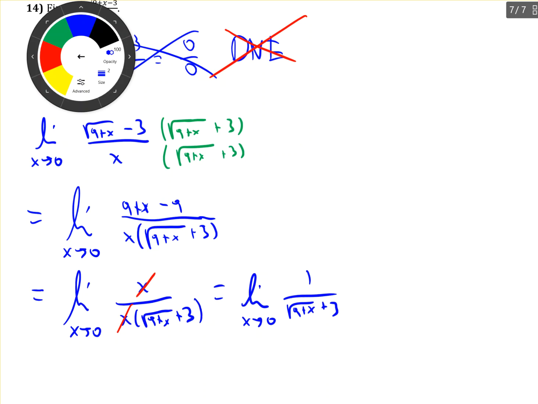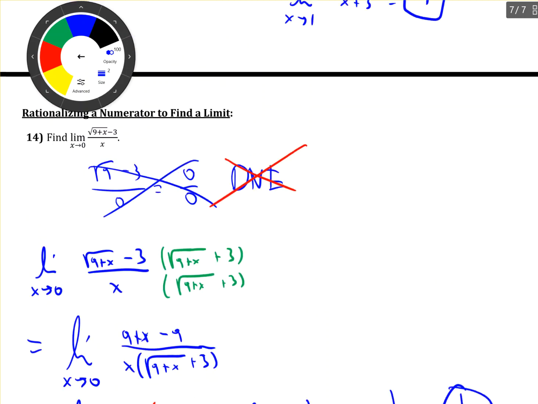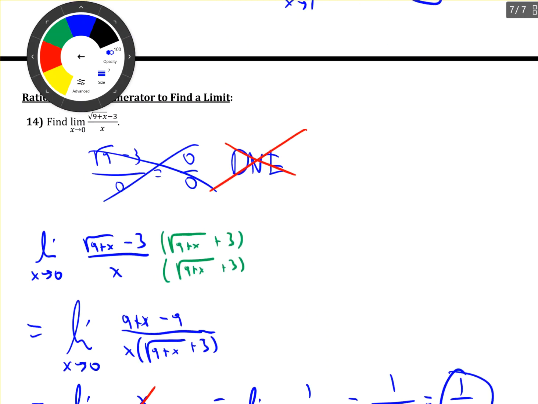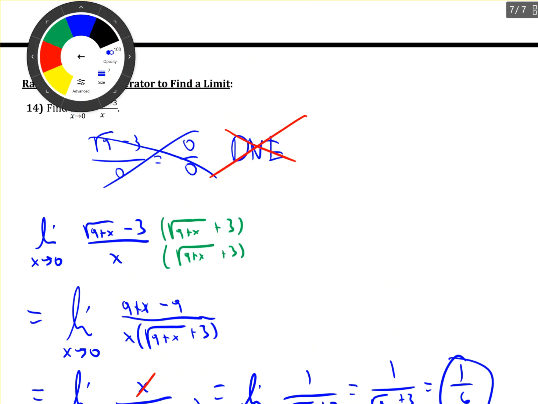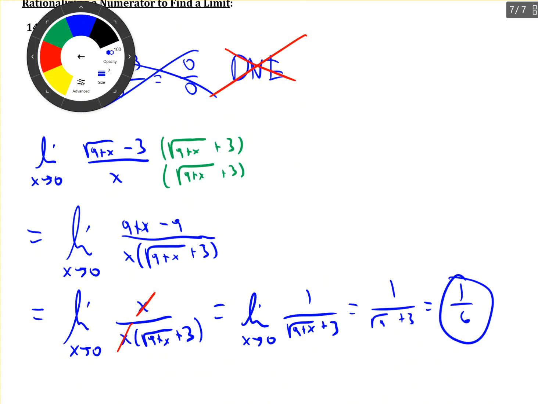And now I can plug in 0, and notice I get 1 over square root of 9 plus 3, so I get 1/6. Remember how I said 0 over 0 could be anything? Well, this time 0 over 0 was 1/6, as far as when we're talking about the limit sense. Again, we're talking about the limit as something approaches 0, not actual 0. So a small but important difference.